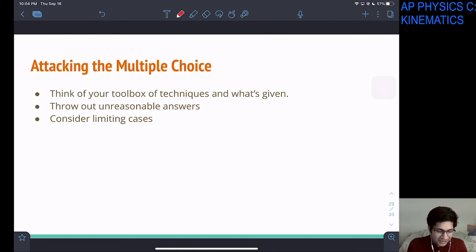This is pretty cool. So attacking the multiple choice, of course, think of your toolbox of techniques. Think about what's given, like with kinematics at the very beginning. Think about your givens. What equation can help you figure it out. Also throw out your unreasonable answers. If you see, what is the acceleration of this, and you get an answer of 0 and clearly it's not 0, you can throw out that answer. You know it's not going to be correct. Also, there's this technique called limiting cases, and this is pretty cool.